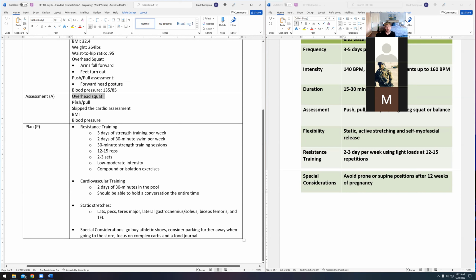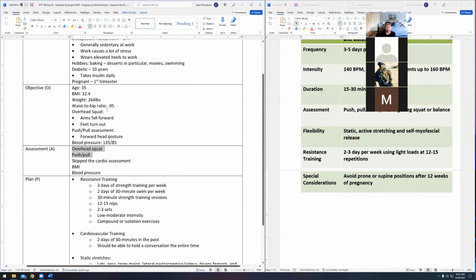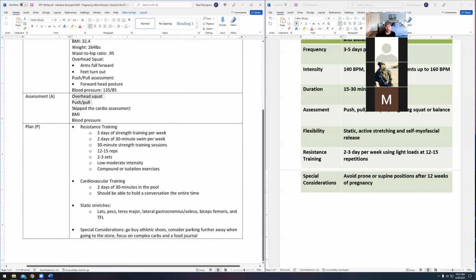So we're going to do the overhead squat, pushing and pulling. We saw what happened. We saw the results from that. We did skip the cardio assessment for now. It's a relatively high impact. We know that we've got things to work on anyways, and we know that we're not going to take her intensity into zones 2 or 3 because she's pregnant anyways. So we don't really have to do the cardio assessment for now.